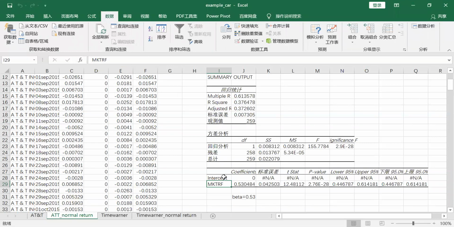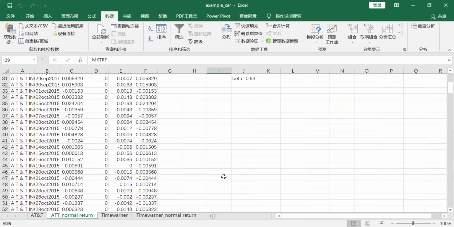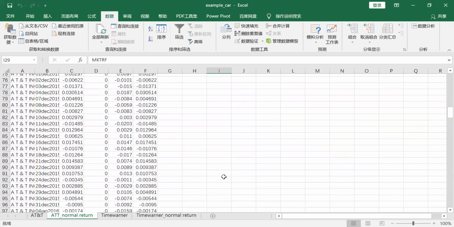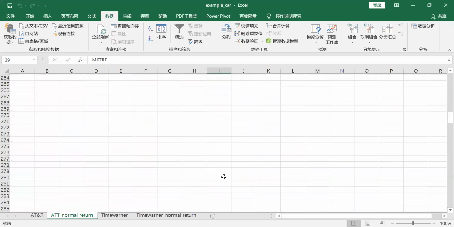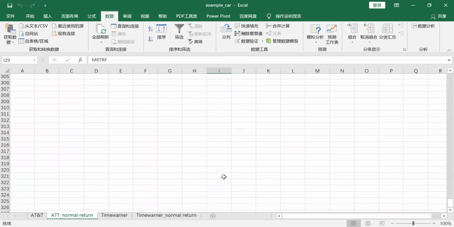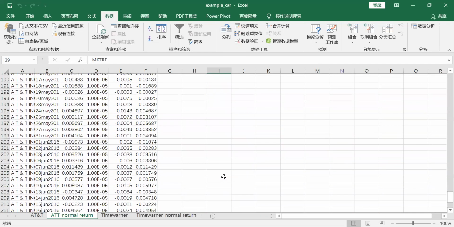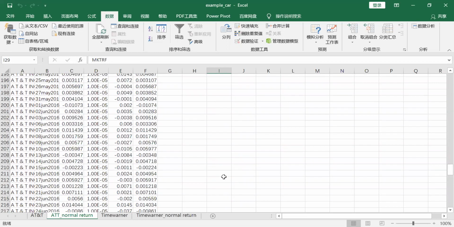That essentially means we have a relationship between individual stock return and market return, where the individual risk premium equals 0.53 times the market risk premium. Now, after we get this model, we can calculate the expected return on the announcement date. The announcement date is October 24th. Let's find October 24th.